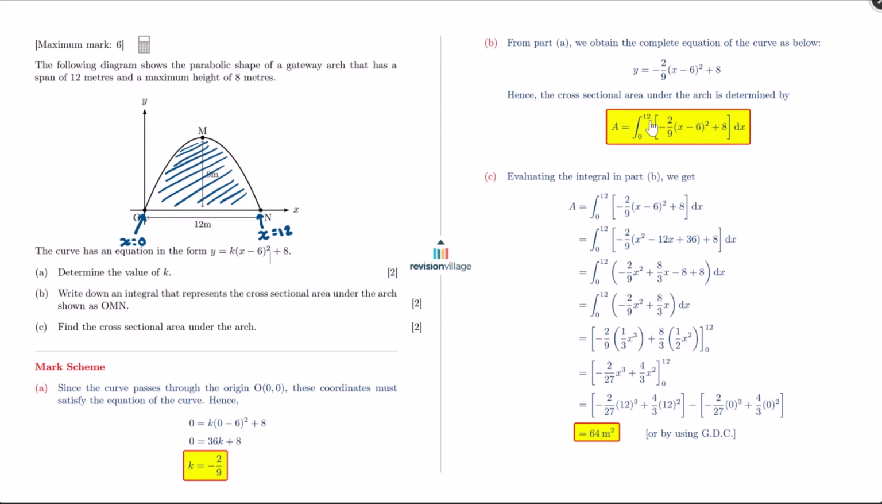We want to find the area under the curve, and we now know the equation of this curve, because in part A we found the value of k, which was negative 2/9. So this is the definite integral, the answer to part B. Let's read it out. It means the area under the curve bounded by the x-axis is equal to the definite integral from 0 to 12 of the equation of the curve, which is this expression here, integrated with respect to x, which is why we see this dx. Okay, that is part B.